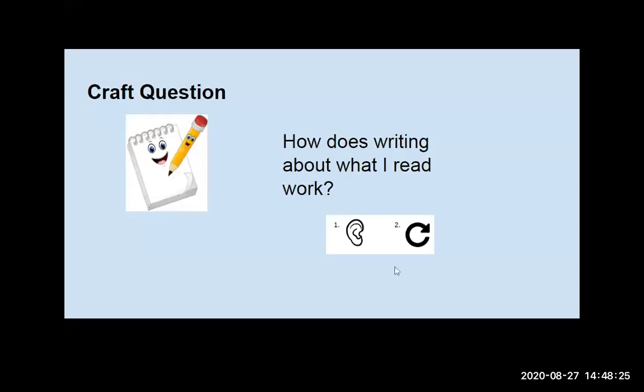Okay, so our craft question, which is the fourth question, was how does writing about what I read work? And we talked a little bit yesterday about how when you write, it helps you understand the story better. It helps you understand the characters and what they're thinking and feeling and even their actions at times. And so writing helps you understand the story better. It gives you a better understanding and better comprehension of what is going on in the story.